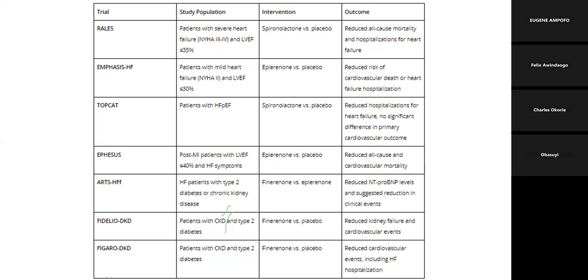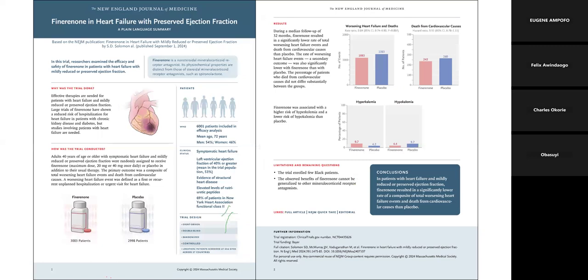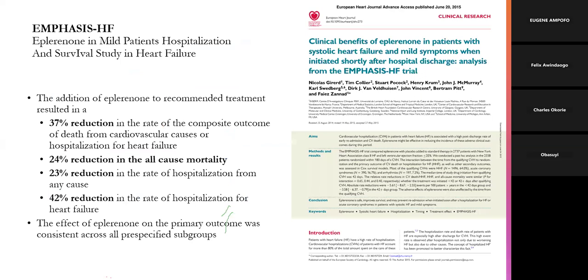Then the other ones we need to look at will be the ARTS-HF, and then FINEARTS. FINEARTS came out last year. That looked at heart failure with mildly reduced and preserved ejection fraction. And finerenone showed reduced worsening heart failure, and also all-cause death and cardiovascular death in patients with mildly reduced and preserved ejection fraction. So I think these are the trials we should pay attention to.